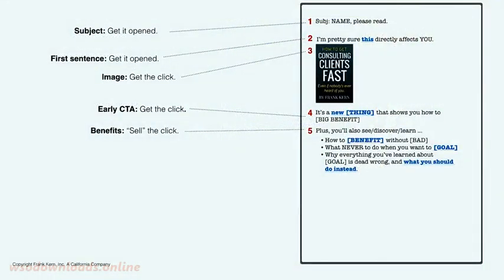Now, element number 5 is, even if we're giving them something for free, we still have to sell the click. And the way you sell the click is by describing to the reader the benefits they're going to receive by consuming your free educational content. So it says, plus you'll also see, discover, learn, whatever it may be, whatever copy framework you want to use. And now we've just got some bullet points, right? So you'll notice the formulas. You can just literally copy this formula if you want to for your bullets.